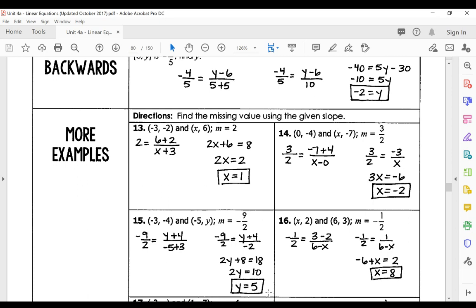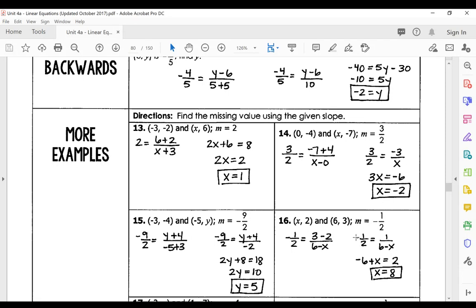Number 16, we have 2 points where the x value is missing in the first point. The slope is negative 1 over 2. So negative 1 over 2 is equal to, and then we put in this ratio the numbers into the slope formula. Y sub 2 minus y sub 1. Our y values 3 minus 2. In the denominator, 6 minus x. Of course, 3 minus 2 is just 1, so we can simplify this proportion a little before we cross multiply.